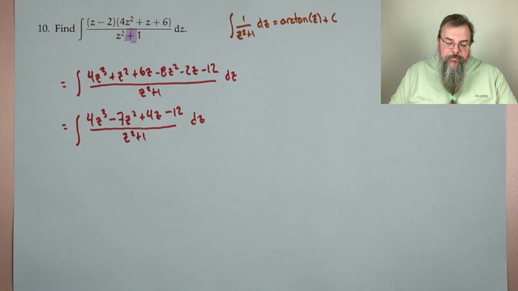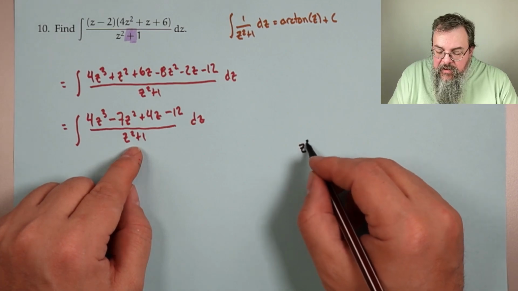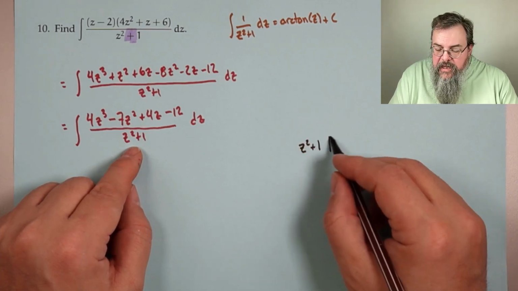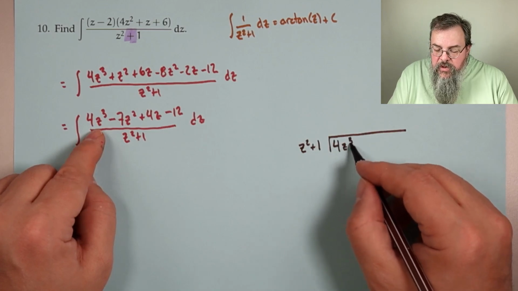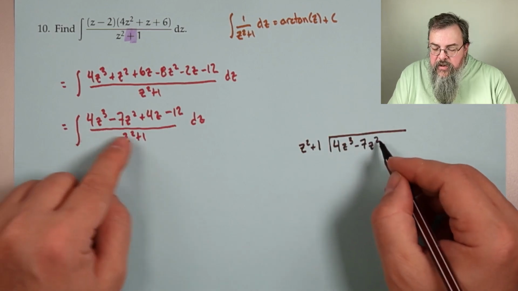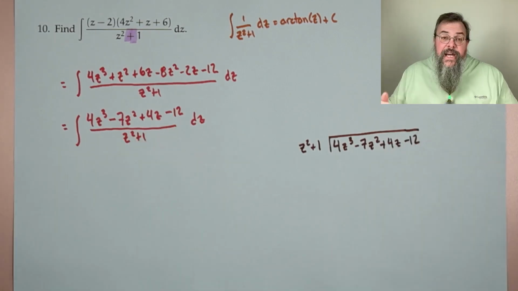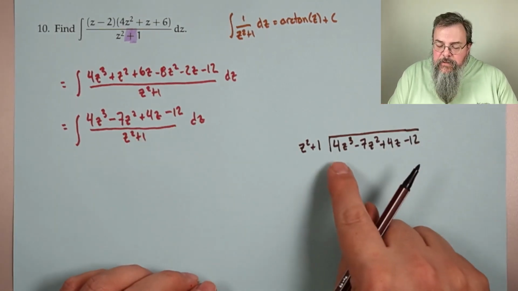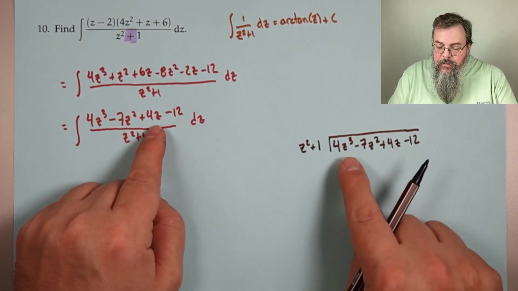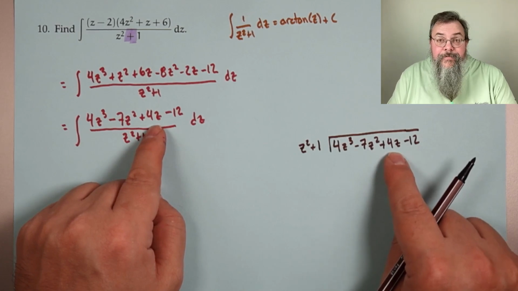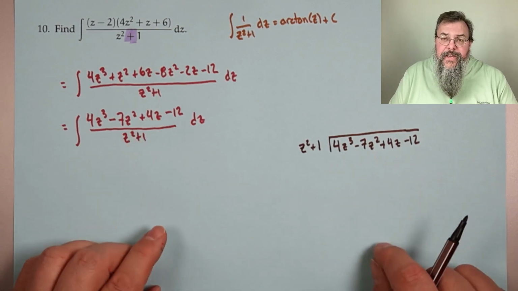Okay, so here we go. We're dividing by z squared plus 1, so we'll write that down. Z squared plus 1. Divide it into, and now copy this down: 4z cubed minus 7z squared plus 4z minus 12. Now, on a side note, if we were missing things, so for example, say there had been a 0z, then we would put a 0z here, right? We want to make sure we have everything accounted for. It just makes for easier bookkeeping.